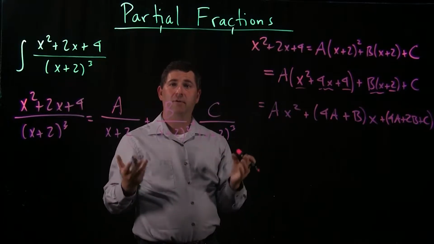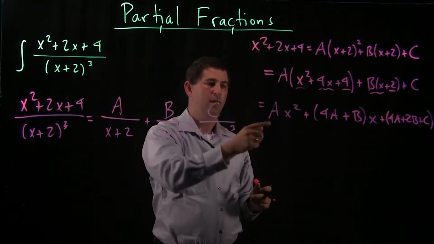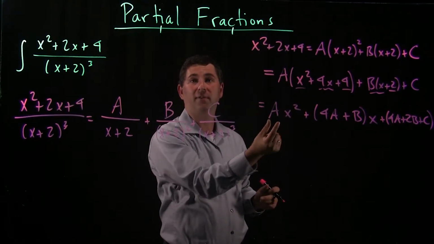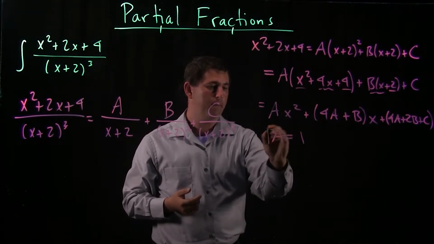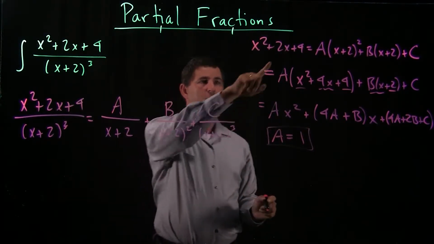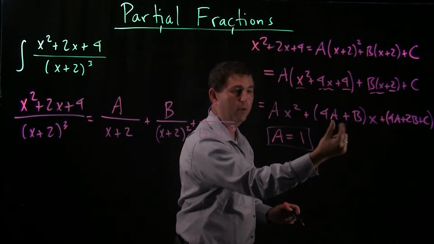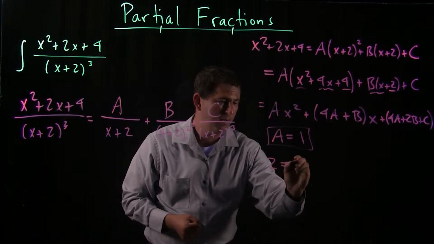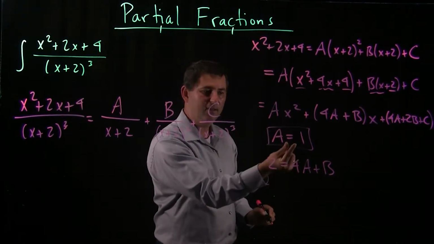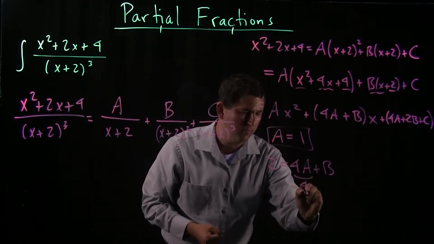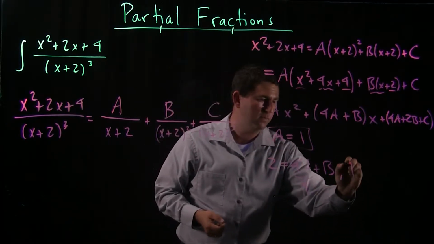All right, now we're going to compare the coefficients. So in this polynomial, I have 1 x squared, and over here I have A x squared. Well, the coefficients have to equal each other, so A has to equal 1. Sweet. Now we compare the x coefficients. So I have a 2 on the left, and a 4A plus B on the right. So 2 has to equal 4A plus B. But we already know that A is equal to 1, so 4A is going to equal 4. So 4 plus B is 2, B has to be negative 2.